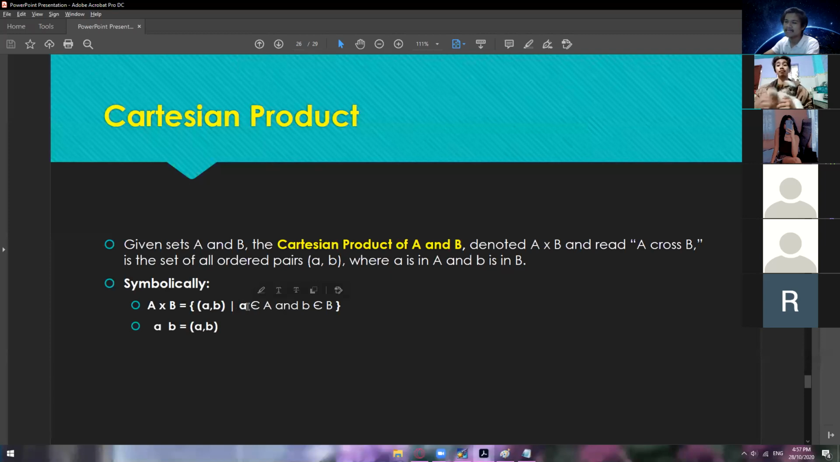Pero ganun yun, lahat ng elements ng A natin is nasa set A. Lahat ng elements ng set B, merong b. Okay. So I think, hindi ko ito natanggal. Okay, so never mind this one. So you can disregard this one.